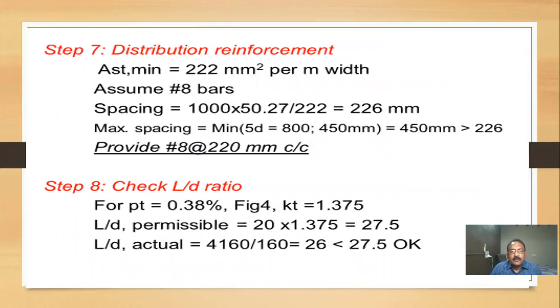Okay, then we have to check our distribution reinforcement spacing, that is minimum. Area of minimum reinforcement, just now I calculated 0.12%, cross sectional area 222 mm square. Assume 8 mm. So spacing equal to area of steel into 1000 by minimum area of steel, that is 220 mm. So here also maximum spacing, 5d or 450 mm. These are all less than 226 mm. So provide 8 mm at the rate of 220 mm.